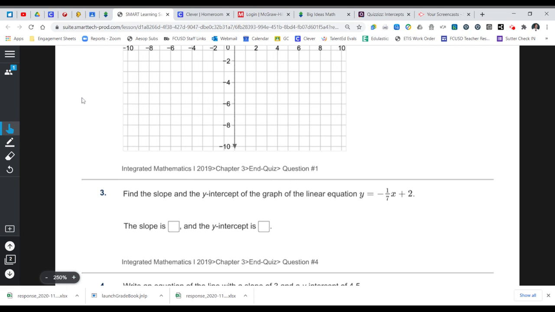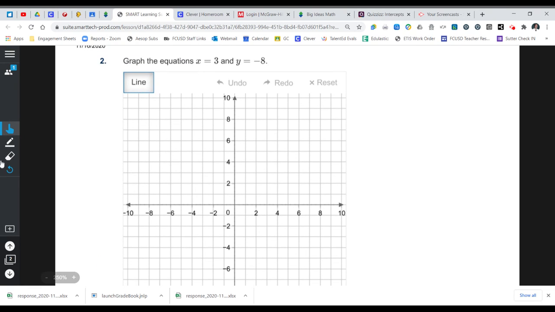Problem 2 is fairly similar. It's just horizontal and vertical lines, but you sort of graph them like intercepts. So remember, vertical is when you have x equal to something. And so in the case of x equals 3, I put a dot where x is 3. That's my x-intercept. And then you just put another dot either above or below that, and that'll create the vertical line at x equals 3.